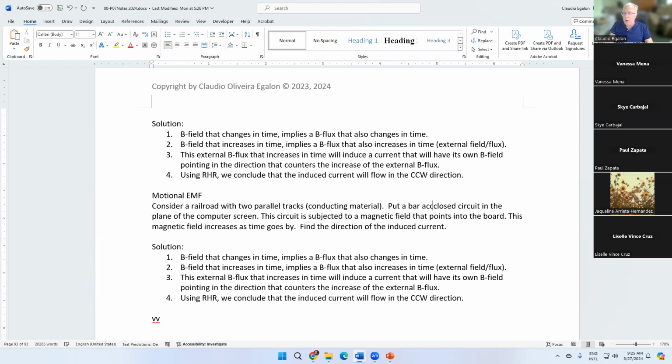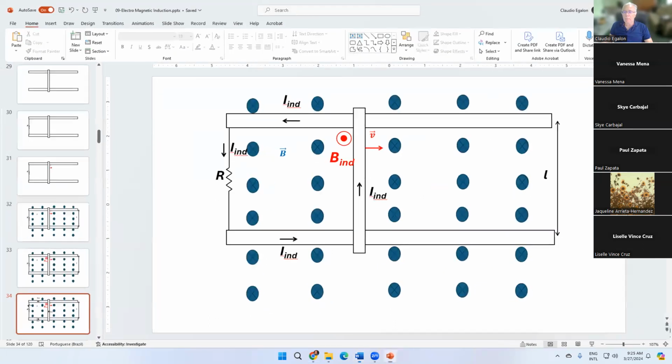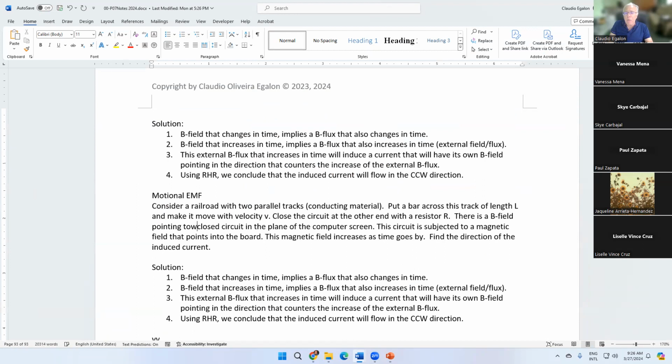Put a bar across this track of length L, and make it move with velocity V. Close the circuit at the other end with a resistor R. There you go. There is a B field pointing towards the plane of the screen. Paper, if you want.